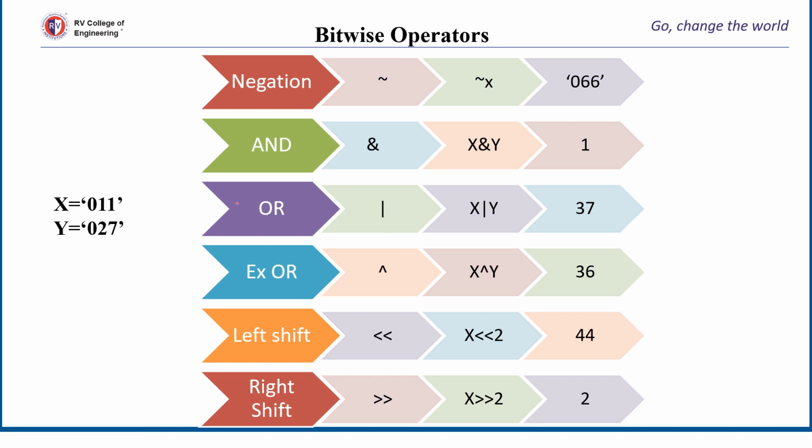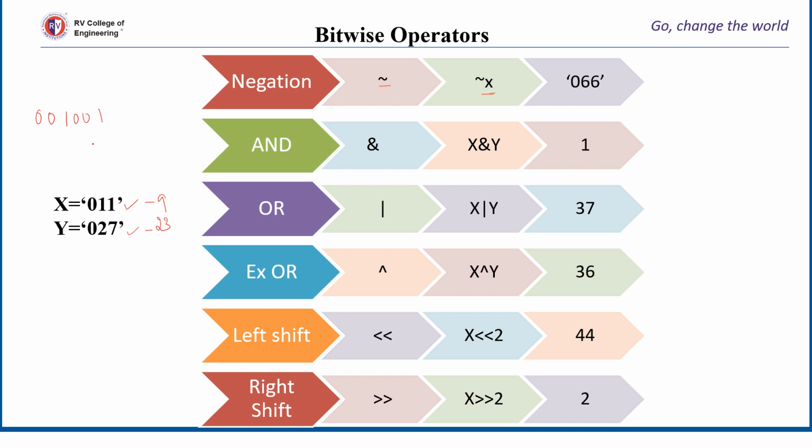Coming to your bitwise operators, these operators operate on bits. For example, the negation operator basically complements the value of x. In this case, I've considered octal numbers. The decimal equivalent of this will be 9 and the decimal equivalent of this will be 23. Now when I represent 9 in terms of binary, it'll be something like this: 0 0.